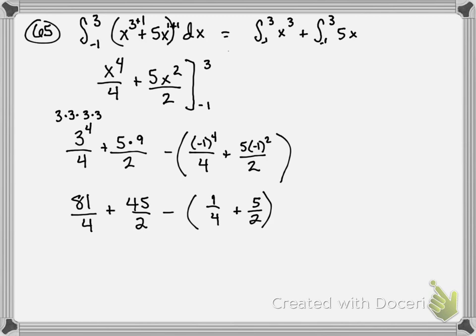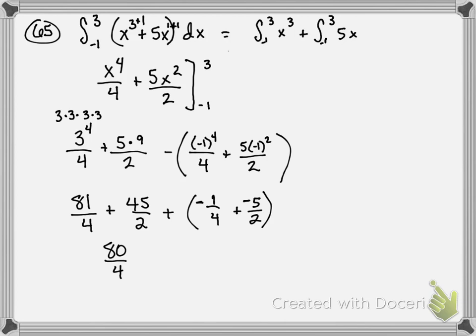All right. Collect like terms. We could either get common denominators right now, or we could do some like term stuff. I'm going to go ahead and distribute the negative through. So this becomes plus negative 1/4 minus 5/2. Let's see if that actually helps us. I think that it will. It might make it easier for us. 81 over 4 minus 1 over 4 is 80 over 4. Correct?